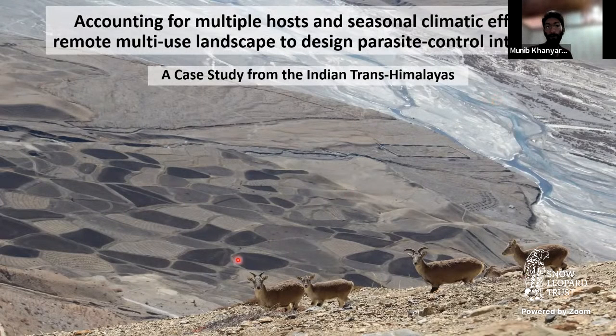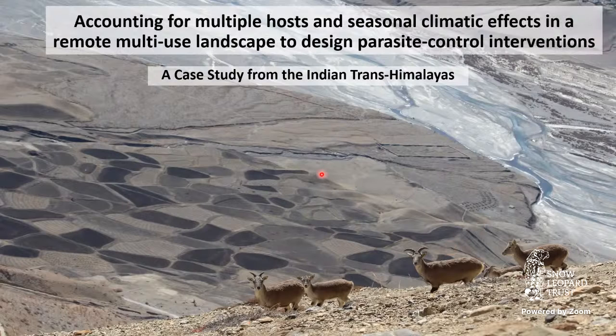And a lot of our talk will be revolving around these ungulates, the blue sheep that are primary prey to the snow leopard. And I just wanted to use this picture to show that while these are really high remote areas, they're also multi-use landscapes, as you can see with the background in this context being that of agriculture.